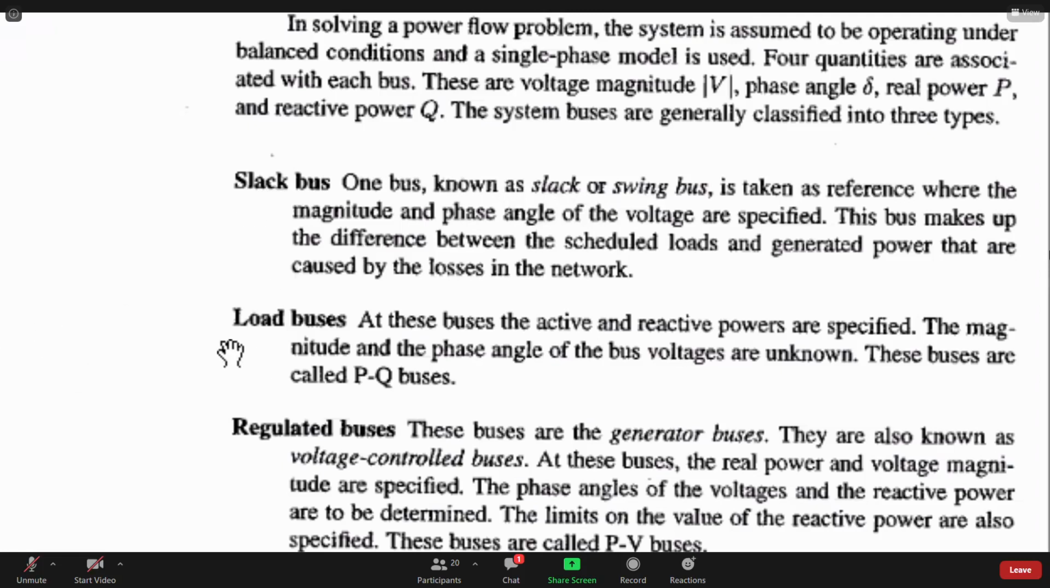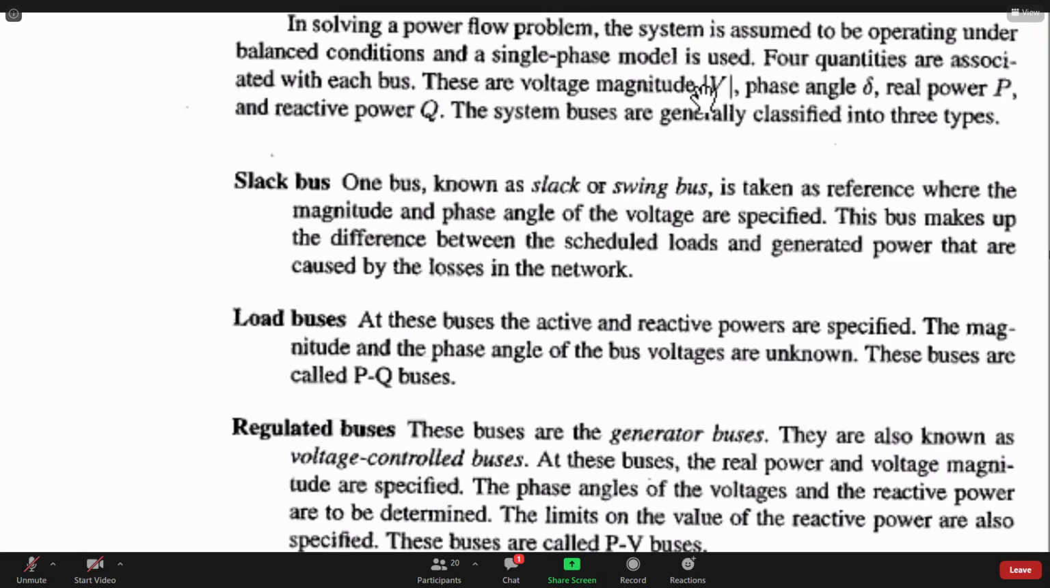The other bus category is the load bus, where we have only PQ information. And for the regulated bus, we have the PV information. The regulated bus is sometimes known as the generator bus as well. At that bus, the voltage should be maintained or regulated, kept at a constant value. That's why it is called a regulated bus. So the four pieces of information for the different buses are voltage, phase angle, real and reactive power.